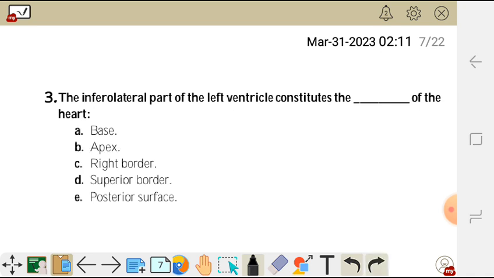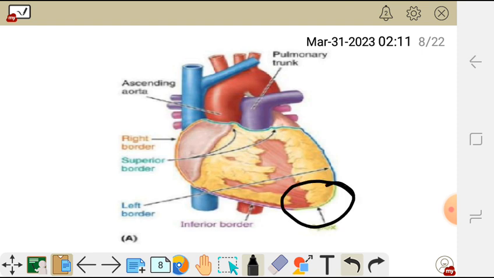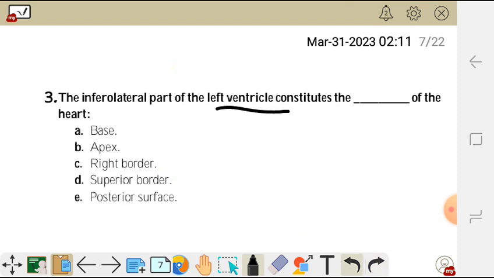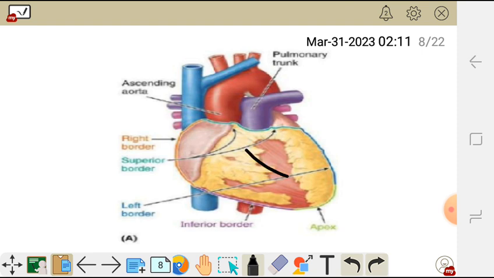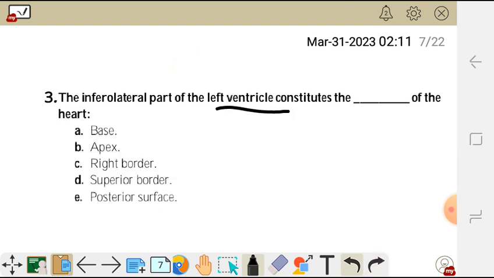apex of the heart. So this is the apex of the heart. Now the inferolateral border of the left ventricle. So this is the left ventricle here, it is somewhere here. So the inferior lateral border of it forms the apex. So that is the left ventricle. Its inferior lateral part forms the apex of the heart. The correct answer here is B.